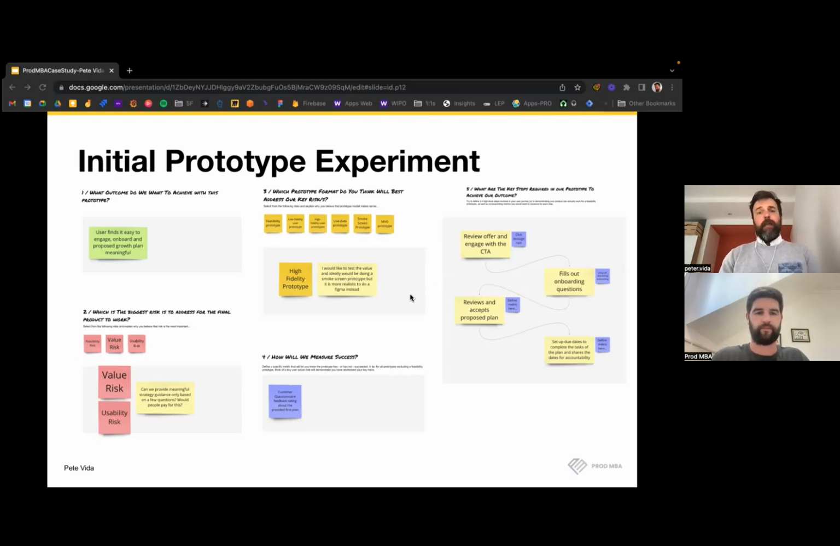I have to say as well, maybe the ideal test would have been a smoke test type of thing, a concierge where I would replace the product and act like the product. So I would sit down with the user and guide them through. But it's more realistic, and during the Product MBA I wanted to improve my high fidelity prototype knowledge, so I ended up deciding on the high fidelity prototype and going that way.